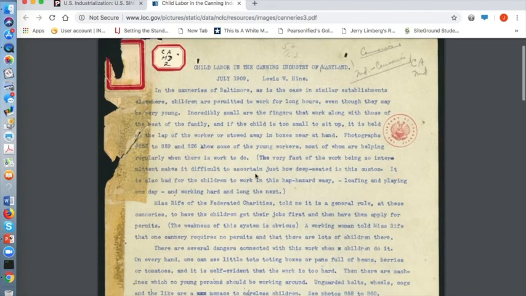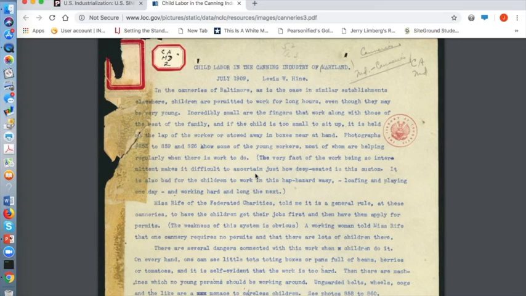And what we learn from this source is that we have young children working in this factory. We have women working in this factory. We have families working in this factory. And it describes the conditions in this particular cannery.